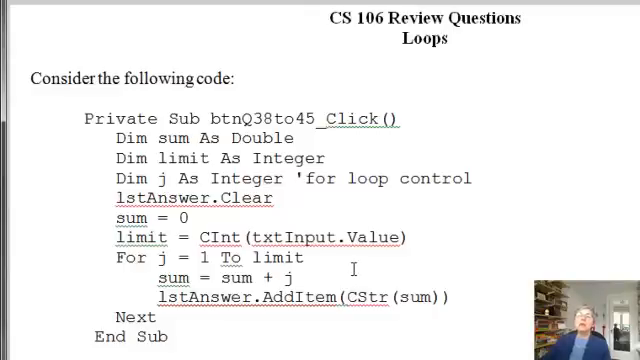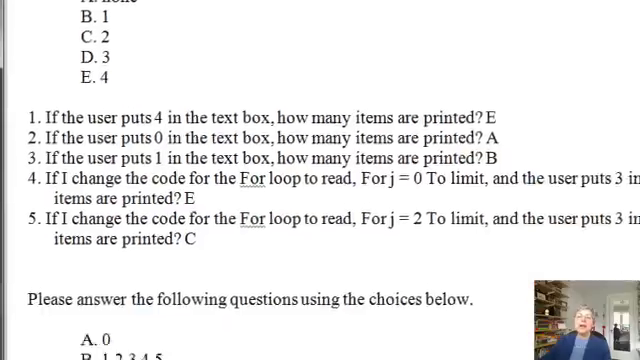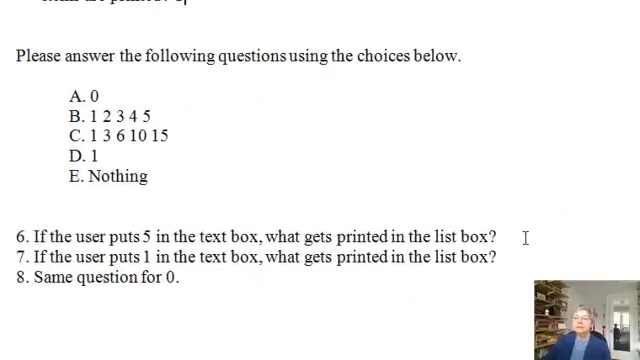Okay, now we're going to do j equals 3. We'll add 3 to 3 and we'll get 6. So 1, 3, and 6. Next time through we'll add 4, so we'll have a 10. And then we'll add 5 and we'll have a 15. So 1, 3, 6, 10, and 15 would be the things that print. And that's answer C.